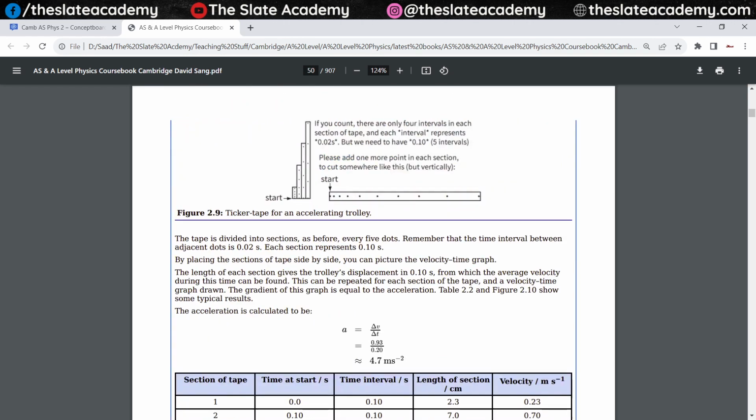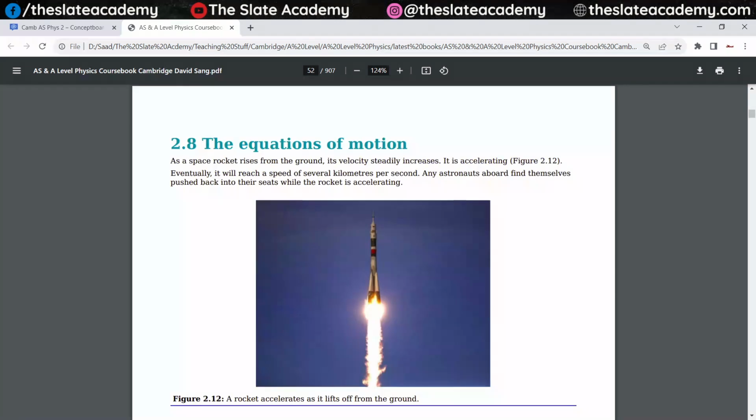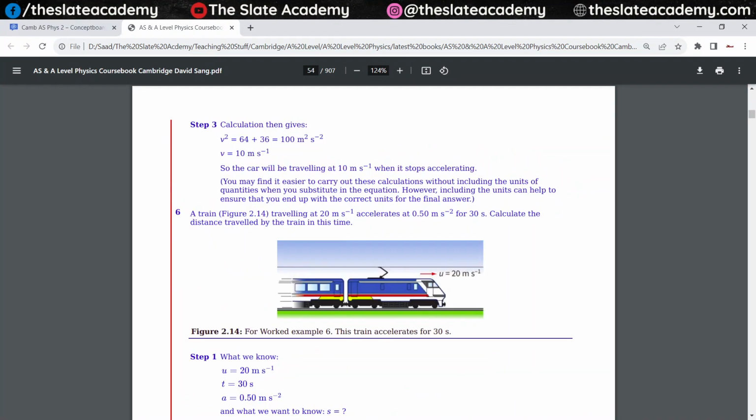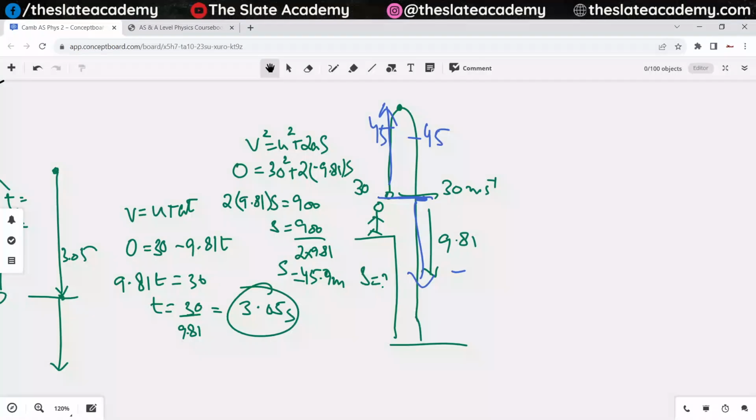In labs, we use this ticker tape. The ticker tape thing we have discussed before in chapter 1. Equations of motion. There is this derivation of equations of motion. Let's do that too.